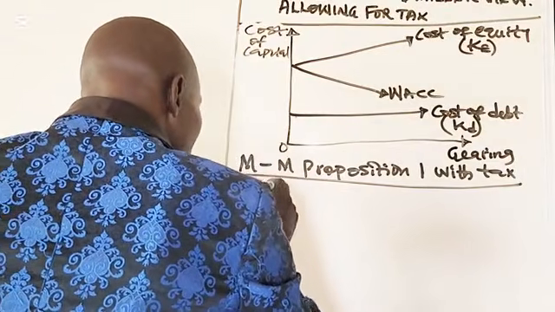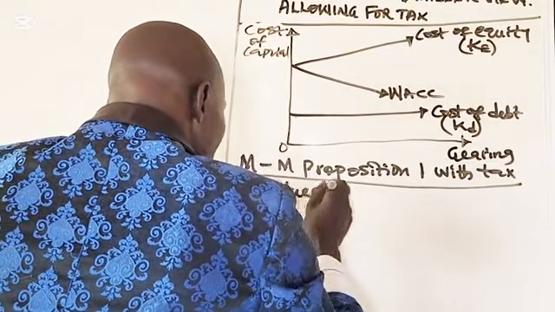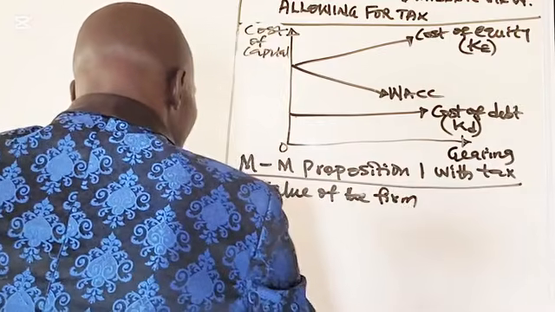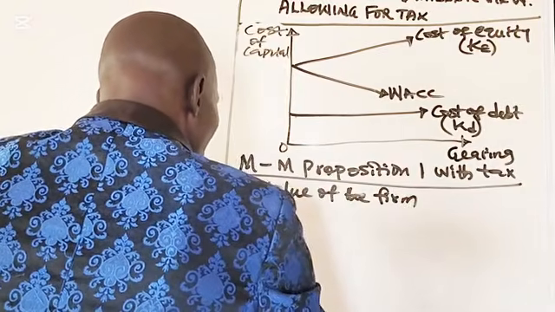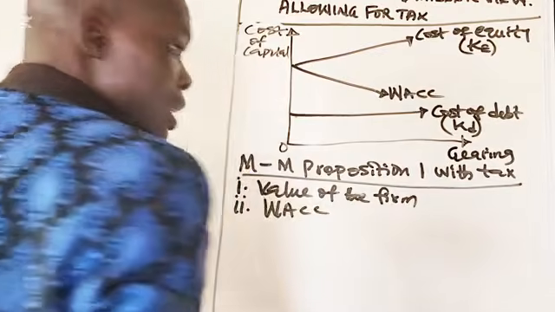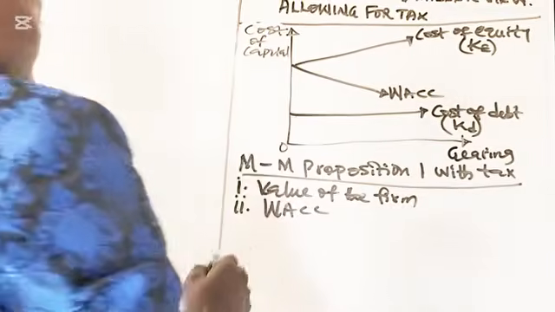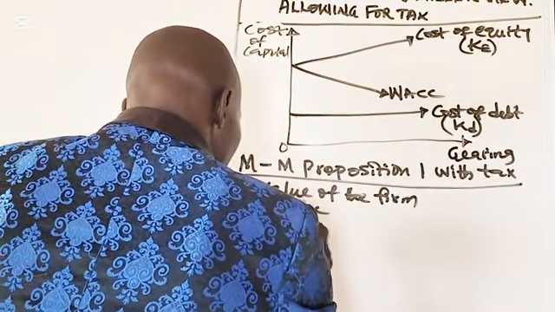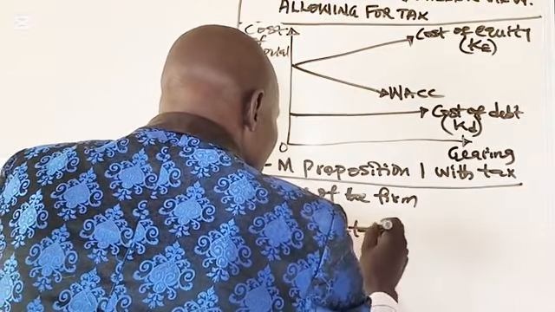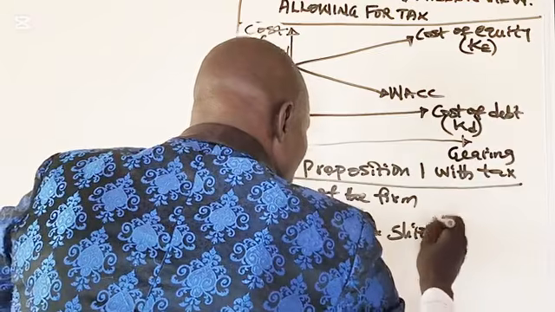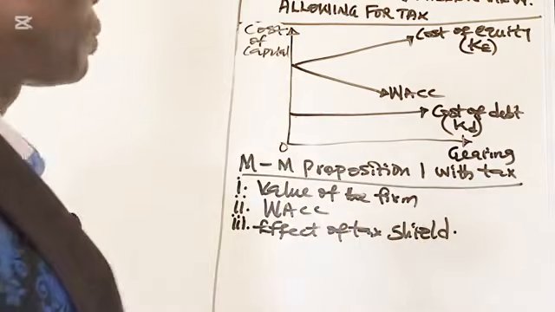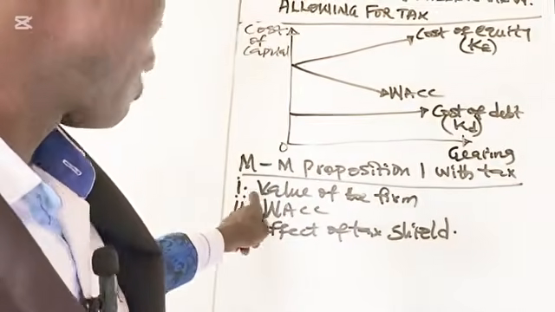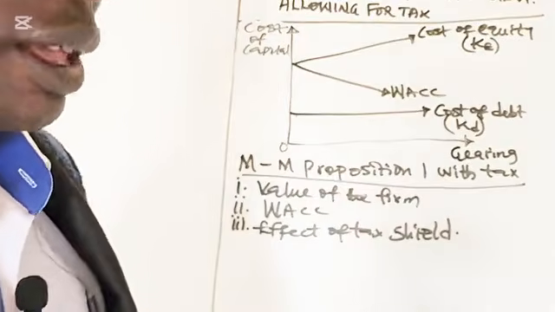Proposition 1 focuses on the value of the firm, the WACC, weighted average cost of capital, and the effect of the tax shield. So Proposition 1 is centered on these three things. We are starting with number 1, which is the value of the firm.